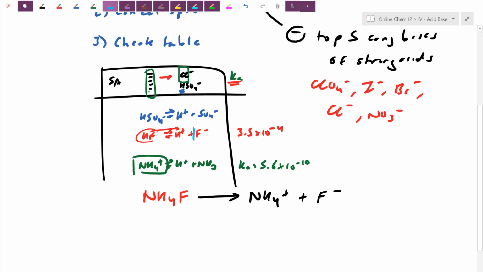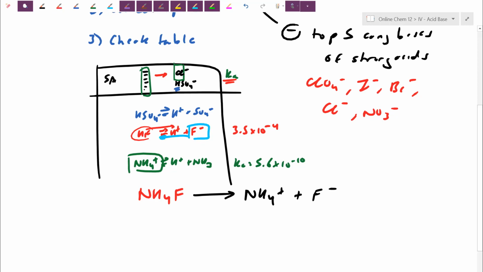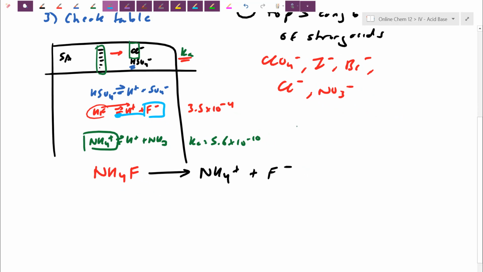For me to calculate my base strength, going in reverse, we need to go Kw divided by that number. The Kb for F- is 1 times 10 to the -14 divided by my partner's ability, 3.5 times 10 to the negative 4. 1e negative 14 divided by 3.5e negative 4 gives me 2.9 times 10 to the negative 11.